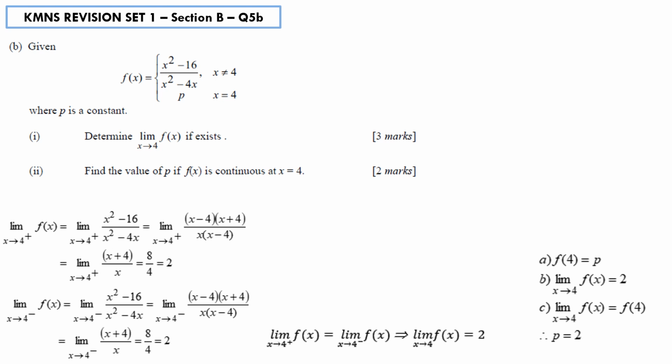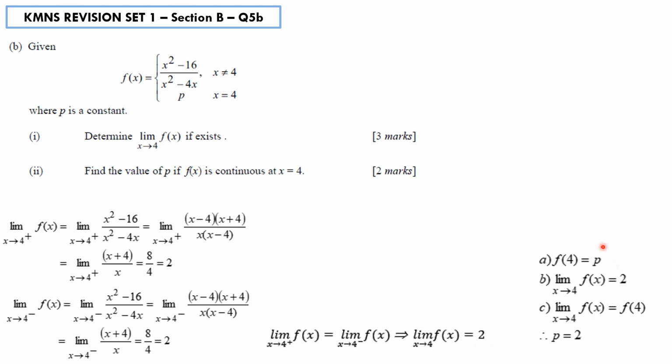The previous question, question 5a, asks about the horizontal and vertical asymptote. In this question 5b, it asks you about the continuity and existence of limits. So the first question asks you to determine whether the limit as x goes to 4 exists or not. So we have to check the limit as x goes to 4 plus and the limit as x goes to 4 minus. Since the value is the same, which is 2, we say that the limit as x goes to 4 exists and is 2.